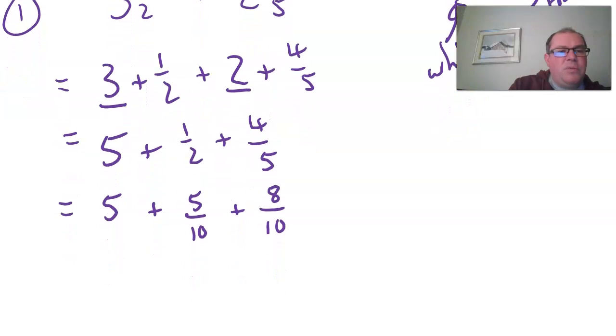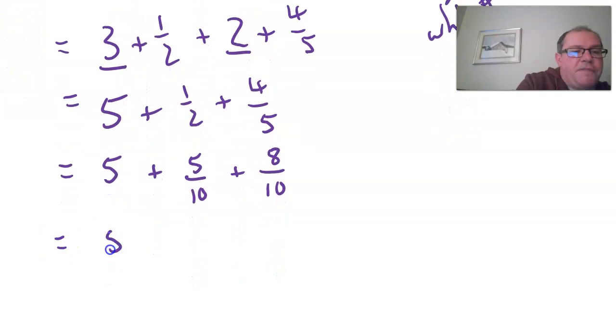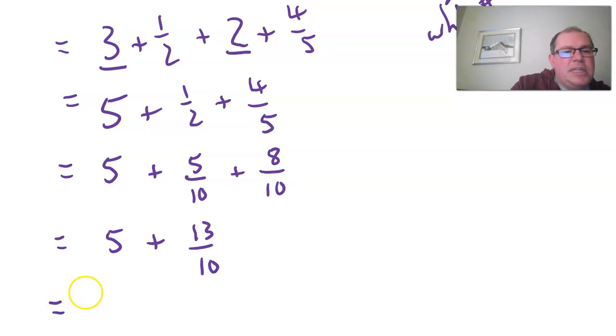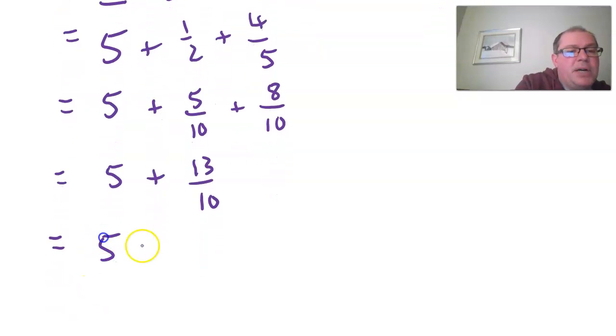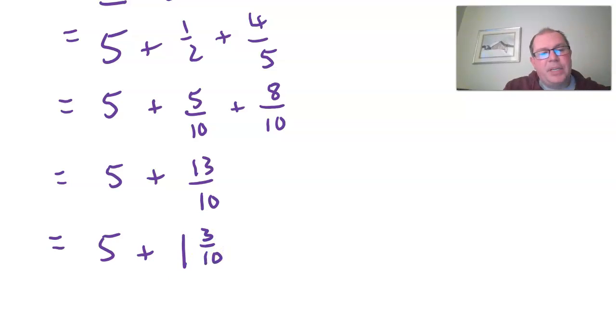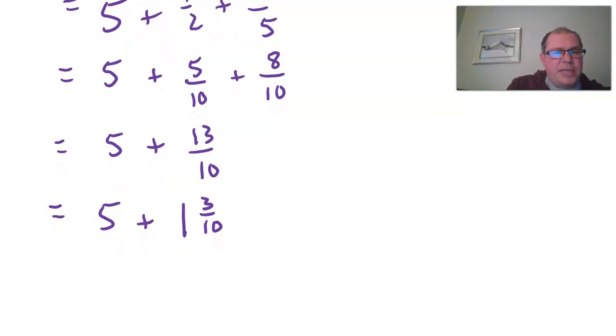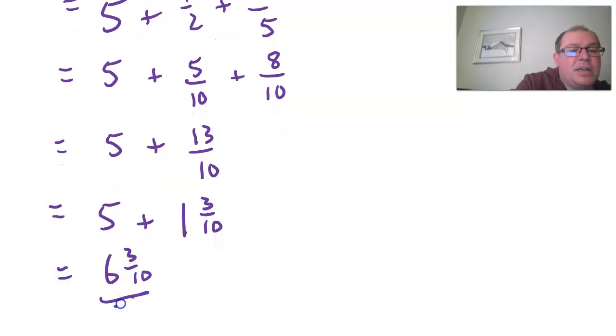What have I got now? I've got 5 plus 13/10. But we're not quite there, because 13/10 I can write as a mixed number. 10 goes into 13 once, remainder 3, which still needs to be divided by the 10. So I've got 5 and 1 and 3/10, which is the same as 6 and 3/10. So that's one way of adding 3 and a half to 2 and 4/5.